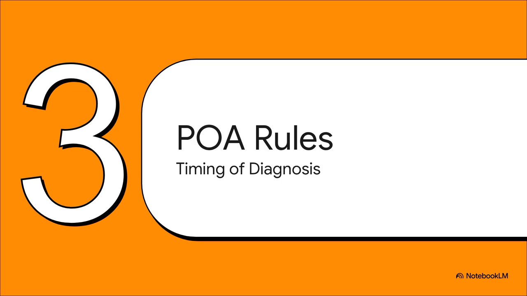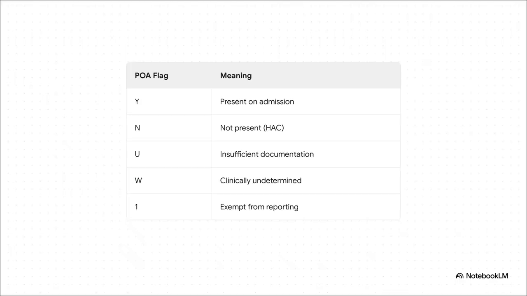Moving right along to Section 3, Present on Admission Rules. Coders have to append these specific flags, called present on admission or POA indicators, to every single secondary diagnosis. They have to review the record and ask, did the patient walk in the door with this condition, or did they develop it during their stay?